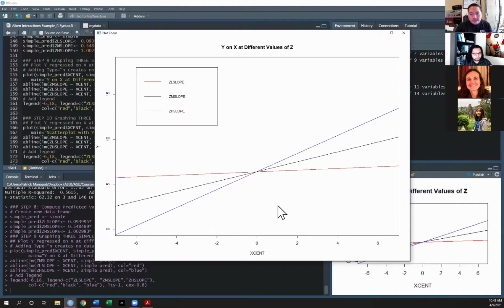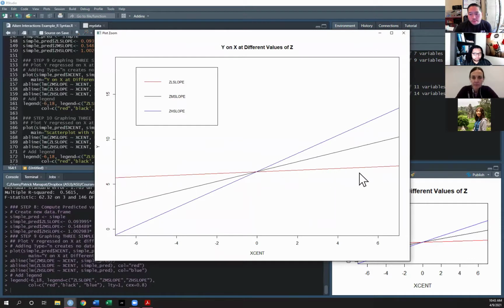Are there any questions about this plot here? Will you say the interpretation again? Sure, yeah. So as values of Z increase, the relationship between X and Y also increases, so it becomes stronger.